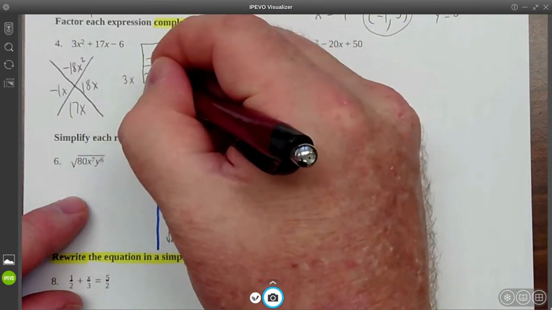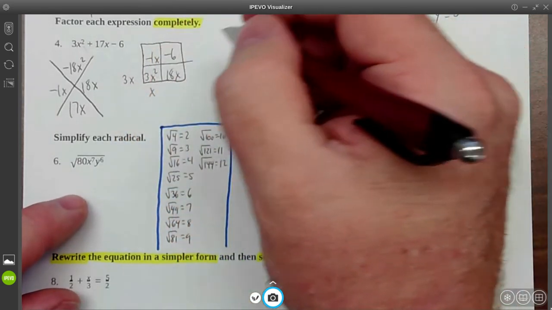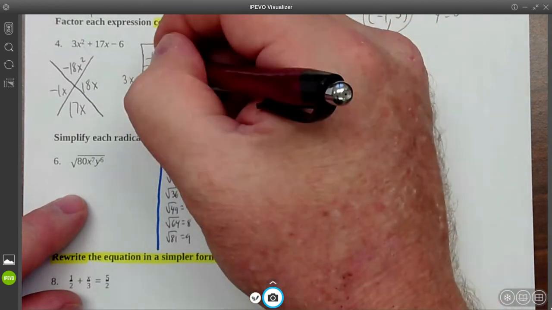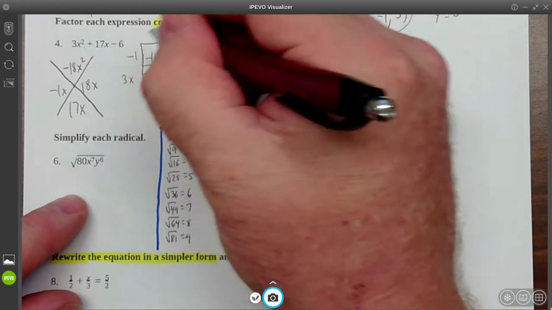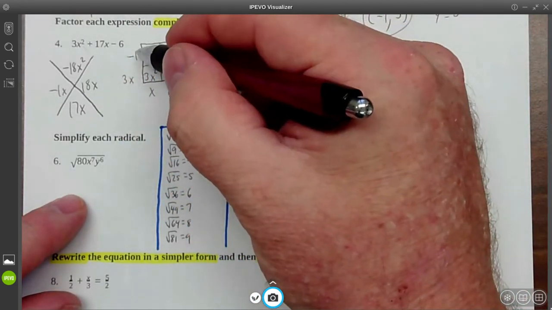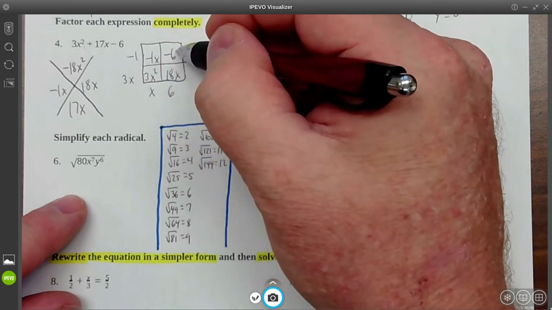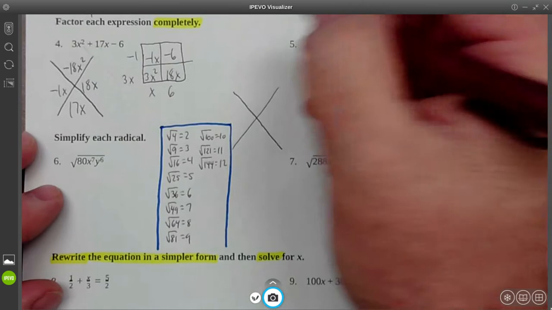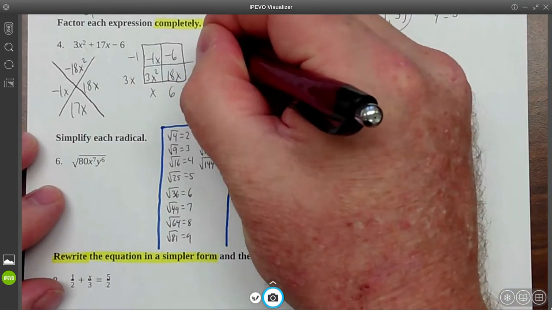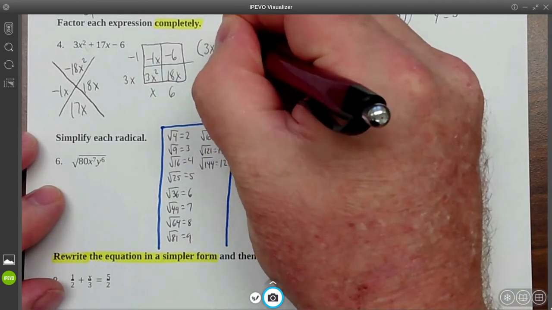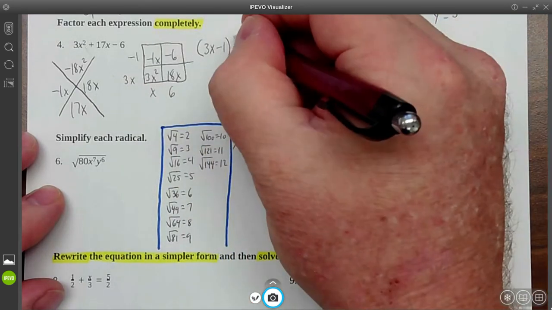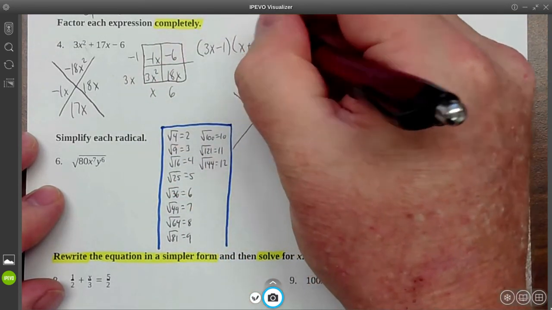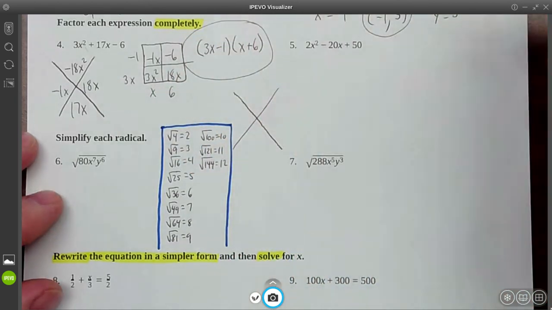So 3x times x is 3x squared. 3x times 6 is 18x. X times negative 1 is negative 1x. And the way to check it is these 2 at the end should multiply to get you this box. Negative 1 and 6 multiplies to get you negative 6, so that does check. So now we can verify that our answer is 3x minus 1, which is on this side, times the bottom x plus 6. And that is the factored form, my friends, and the answer to number 4.